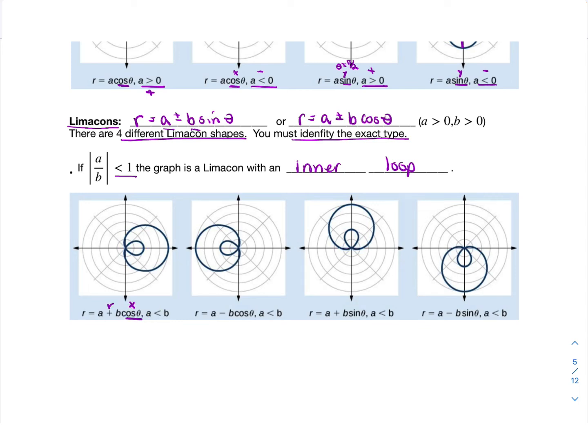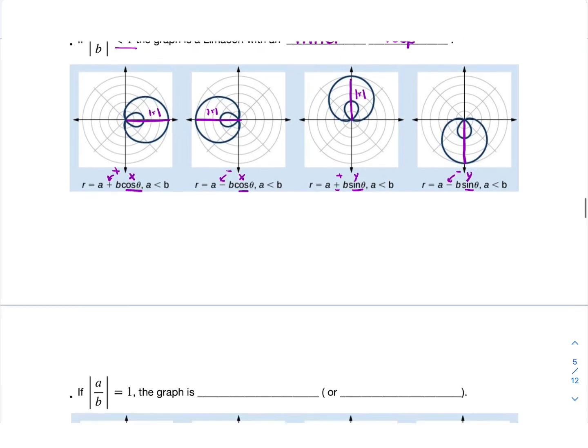Look at this first graph. Notice the equation has cosine in it, so think cosine is x, and it's positive between the a and the b. That means we're going toward the positive x-axis, or the polar axis, and that straight line I just drew is our maximum r value on our graph. If we have cosine and a minus in between, we're going toward the negative x-axis. If we have sine and positive, the graph is going up toward the positive y-axis, or the line pi over 2. And if it's sine and negative, I like to think about it as the negative y-axis, or just the opposite of the line pi over 2.